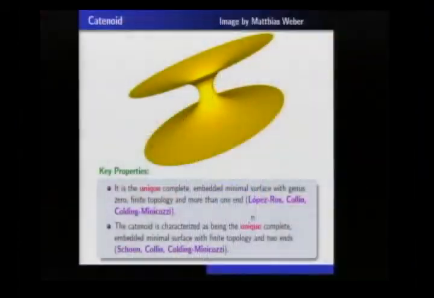And we have, I should have said, Collin's theorem says, if you're properly embedded with finite topology, and you have more than one end, you always have finite total curvature. So that's another very important result here. So properly embedded, finite topology, so finite genus, but at least 2 ends, then you're always finite total curvature.